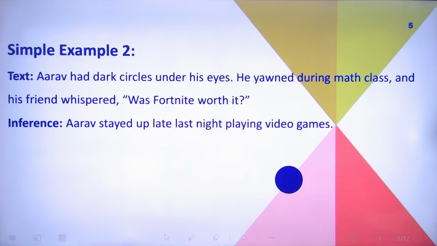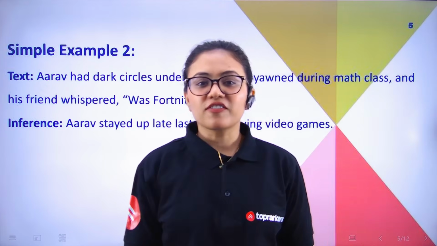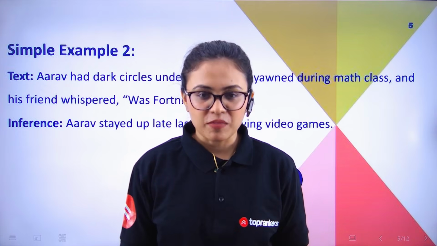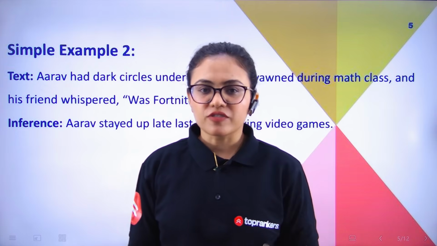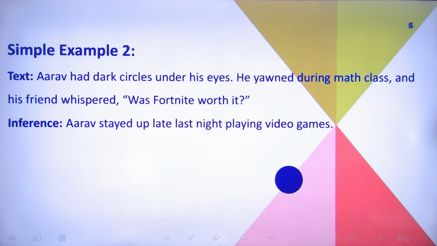As you can see, Arav had dark circles under his eyes. He yawned during math class, and his friend whispered, "Was Fortnite worth it?" That means he must have spent all his time last night playing a video game or playing a game on his computer. Fortnite is one of those games, right? So the inference is Arav stayed up late last night playing video games, right?